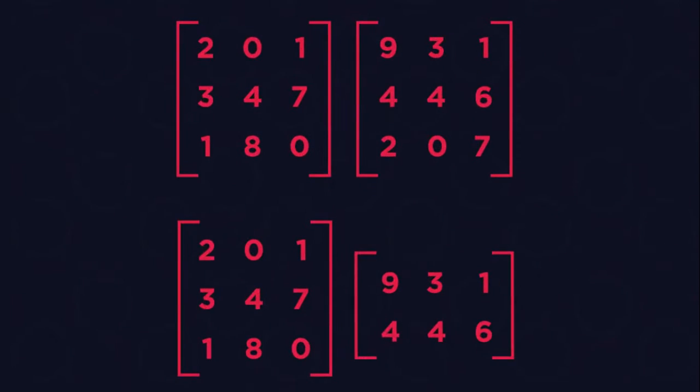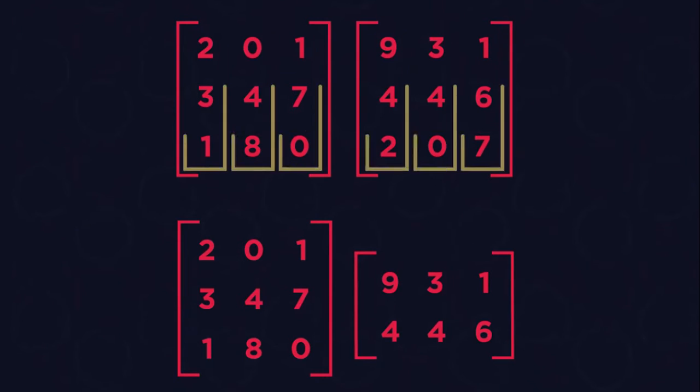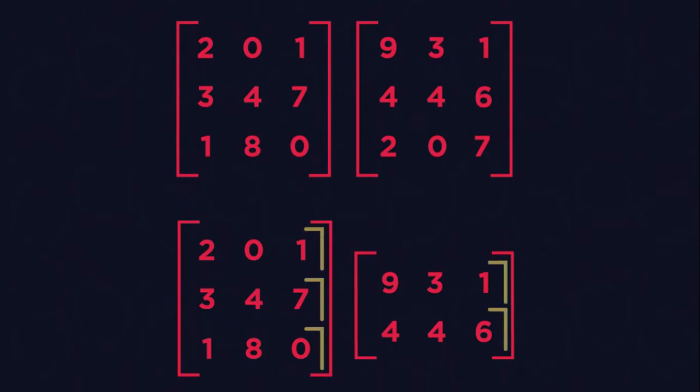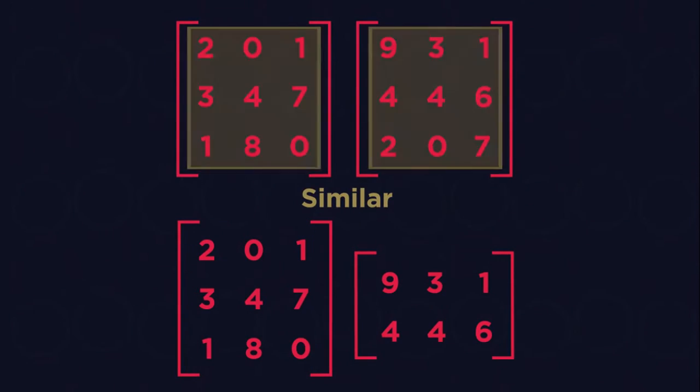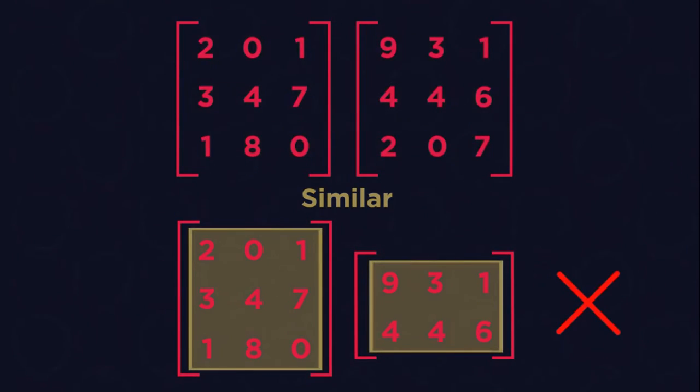First up is addition. Here, you can see two different pairs of matrices. The first one is made up of two similar ones, which means that they have the same number of rows and columns, while the second one isn't. A very important thing to understand is that in order to add up two matrices, they must be similar. Therefore, we can add up the first pair, but not the second.